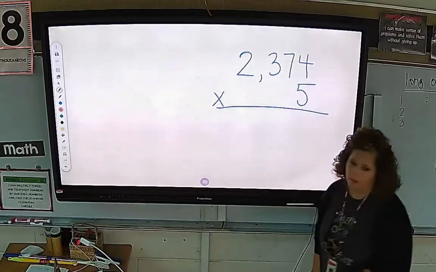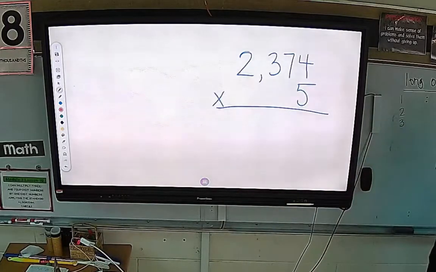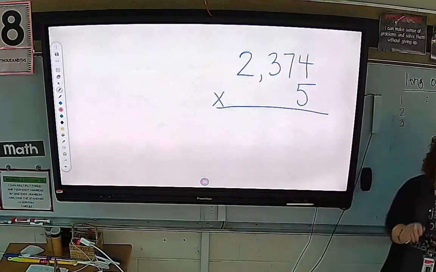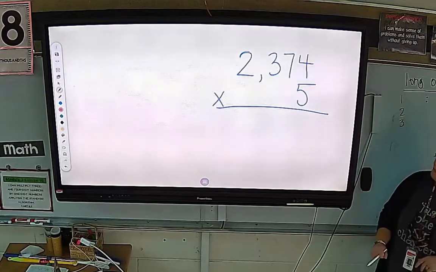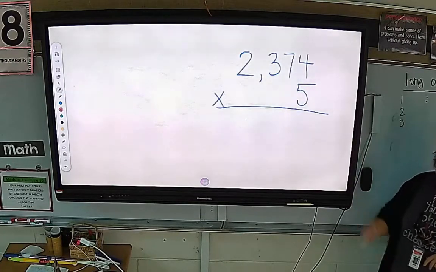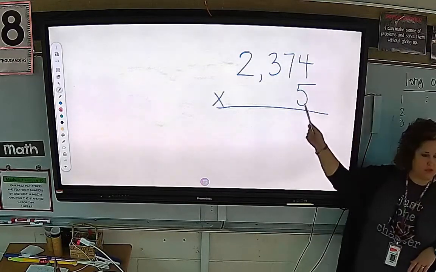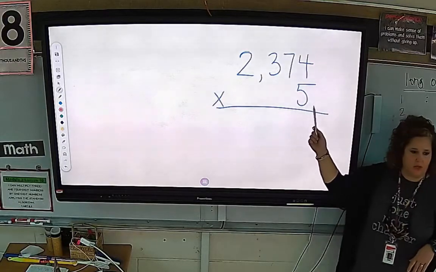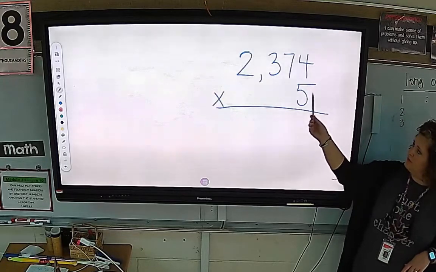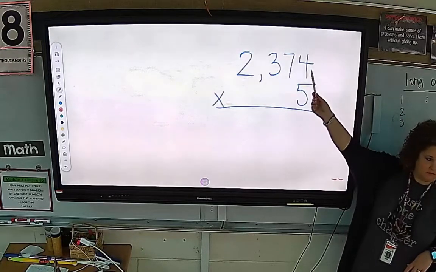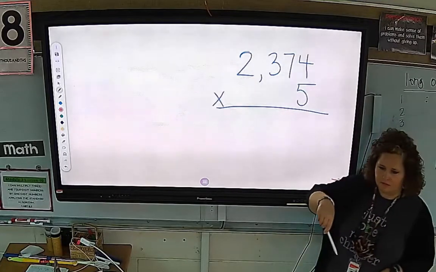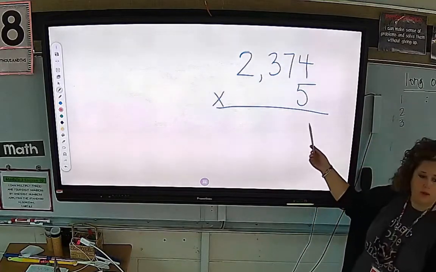So here we go. We're going to walk through this, and I want you to stay with us and write these same steps. What would we do first? You're going to do 5 times 4. We're always going to start right here with this number. Even if there are other digits, we're always going to start with the ones place, and the ones place is going to multiply with the ones place. So Charlotte's right. 5 times 4. Charlotte, what is 5 times 4? 20.